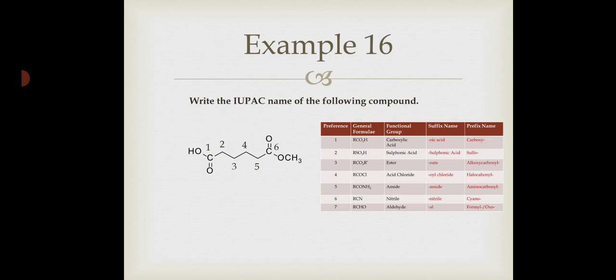6-methoxy-6-oxo-heptanoic acid. 6-methoxy is because of this methoxy group at the 6th position, and 6-oxo is because of the carbonyl group at the 6th position. This is how we name an ester when the ester name comes in the prefix.